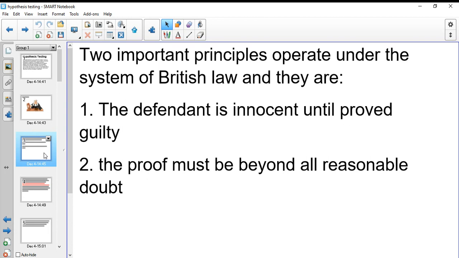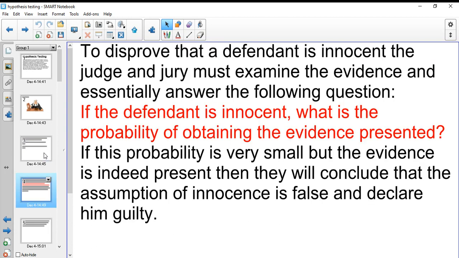We then have to use information to either disprove that and therefore assume that the defendant is guilty, or we will not get enough evidence and therefore the defendant will be concluded to be innocent. To disprove that the defendant is innocent, in other words, to prove that he's guilty, the jury and the judge have to answer the following question: if the defendant is innocent, then what is the probability of obtaining the evidence presented?